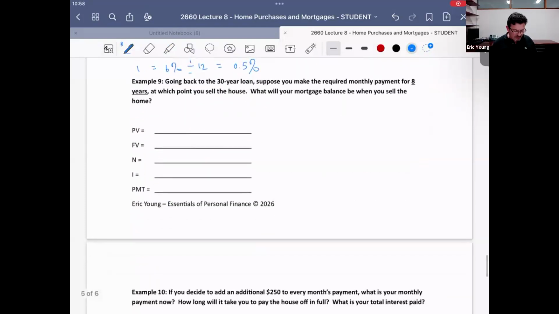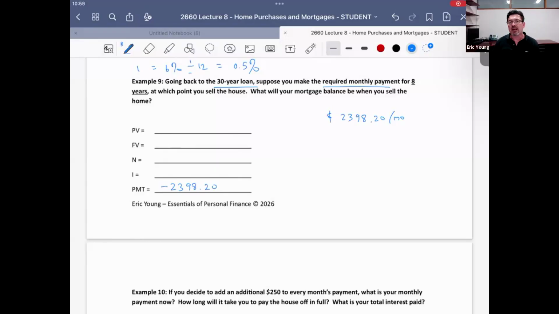Let's do a couple more examples. Let's go back to our 30-year loan. This is a unique question here. Suppose that you buy this house, so we're going back to our 30-year loan example, and you make the required payment. We had said that your required payment was $2,398.20 per month. So you're making that payment of $2,398.20 per month.